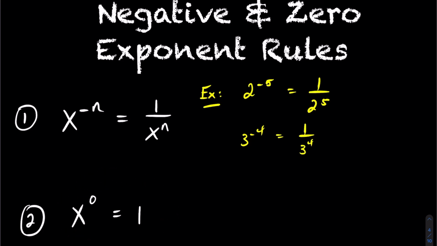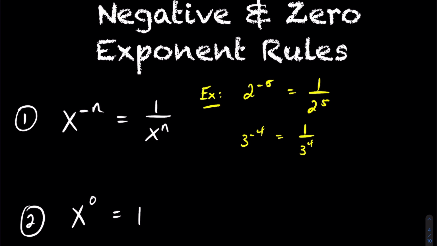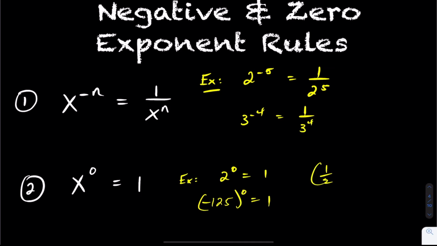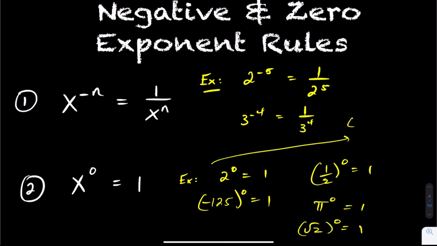And the zero exponent rule says that anything raised to the power of 0 is going to be 1. So 2 to the power of 0 is 1. -125, the entire expression raised to the power of 0, is 1. 1/2 to the power of 0 is 1. Pi to the power of 0 is 1. The root of 2 to the power of 0 is 1. I think you guys get the idea. Even if you have an expression inside, like let's say you have 1/2 plus 2 squared plus 3, that raised to the power of 0 is also 1.